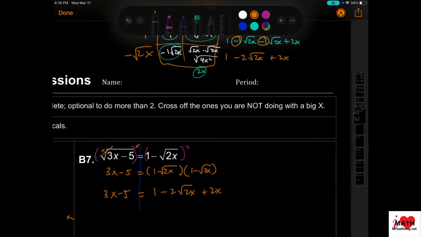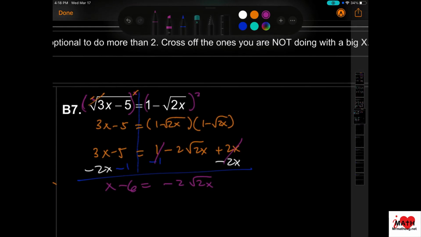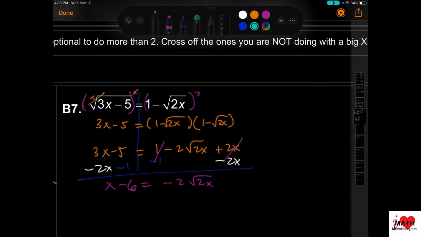All right, let's go ahead and move everything to the left side if possible. So I'm going to subtract 2x. I'm going to subtract 1. We're going to get 1x, so x minus 6. And we have negative 2 times the square root of 2x. Okay, from here, I can square both sides. Let's make this way longer.